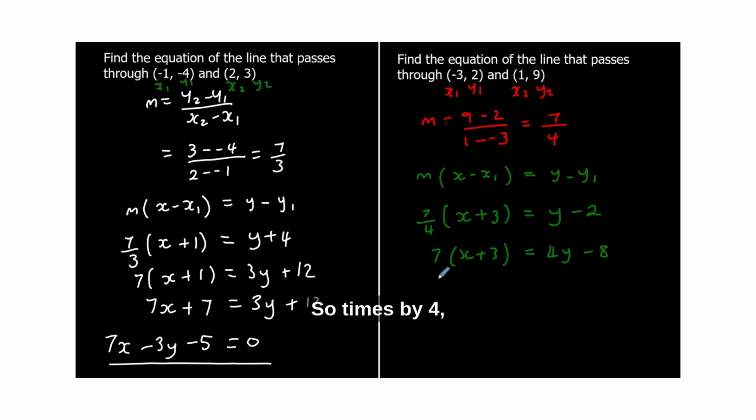So times by 4, expand the bracket, and make it equal to 0. So take away 4y plus 8. And that is our answer.